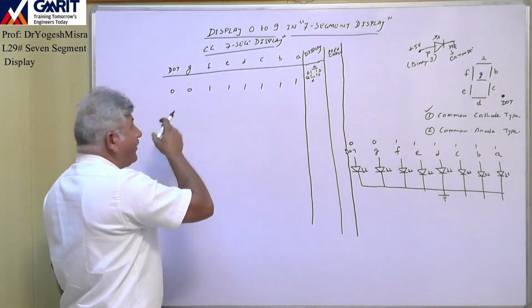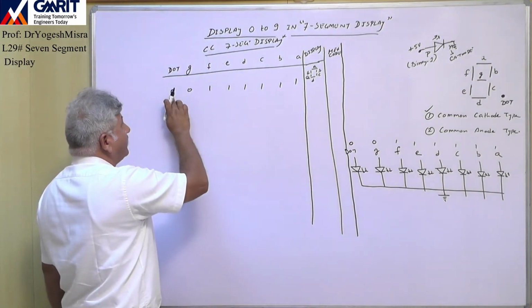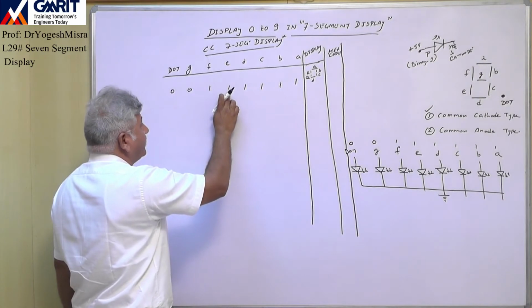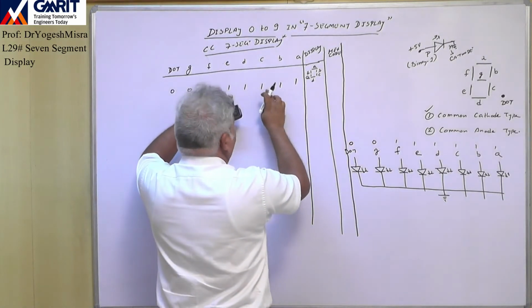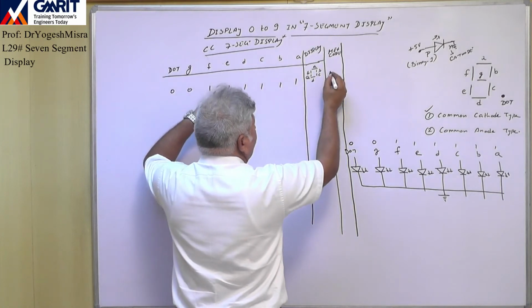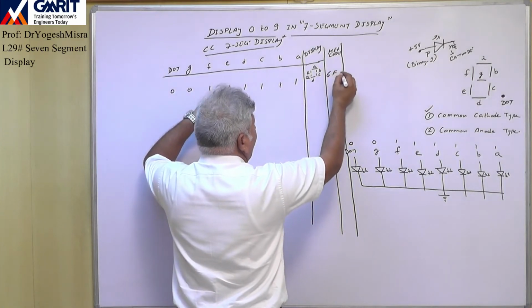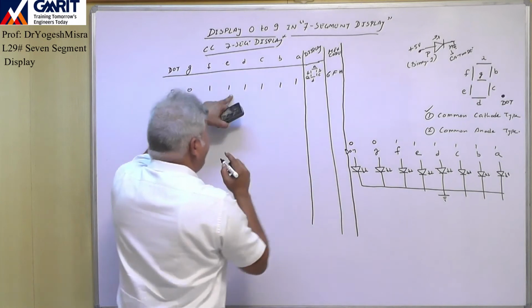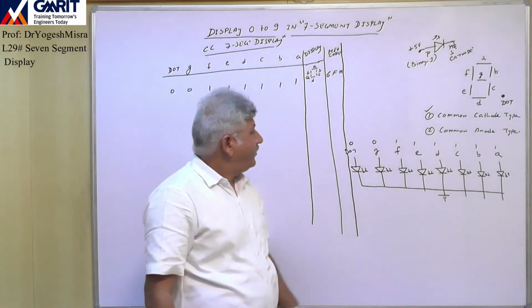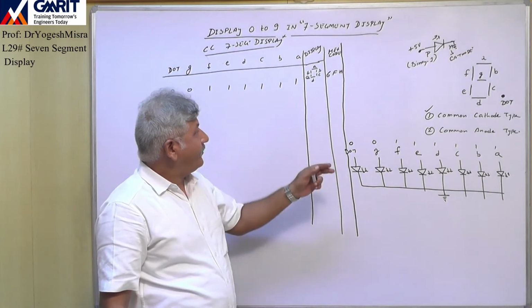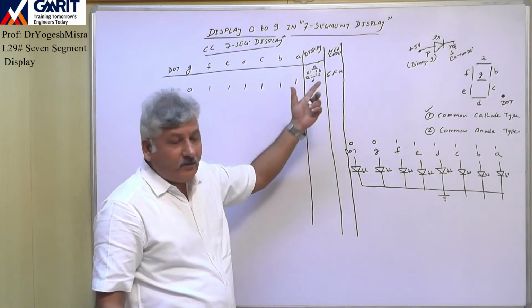And the hex code we will write for this. So this is 0, 0, 1, 1, so this is 6, and 1, 1, 1, 1 is F. So 6F in hexadecimal is required to send the values over these segments for the display of 0.